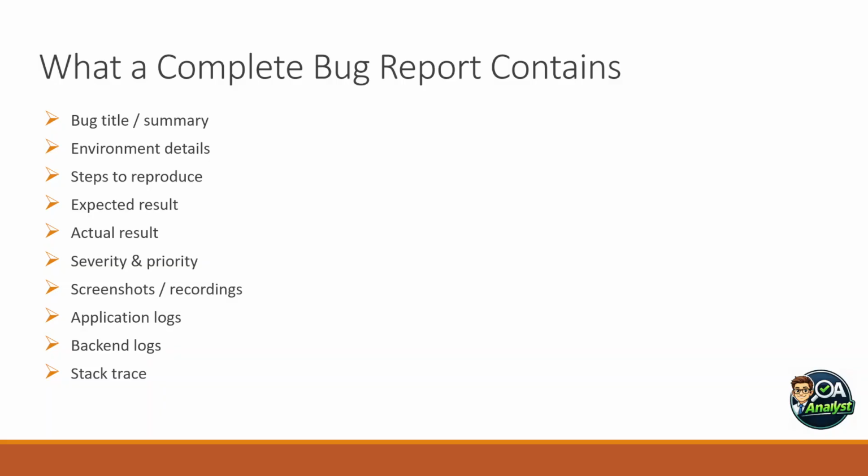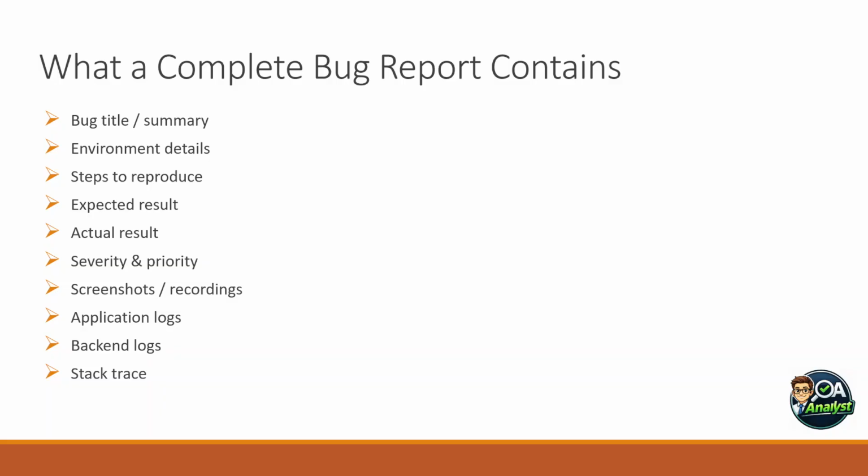So first is bug title or a summary. So the bug title is the first thing anyone reads. A bad title creates confusion immediately. For example, if you are just giving the title as login issue, this tells nothing. A good bug title clearly answers three questions: which feature, under what condition, and what is failing. So a good example is login fails when valid username and password are entered. So this title itself already explains the issue clearly.